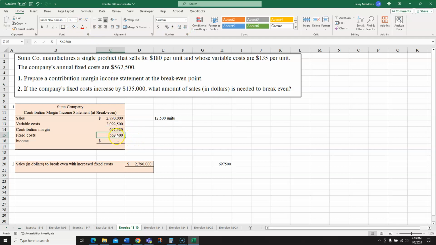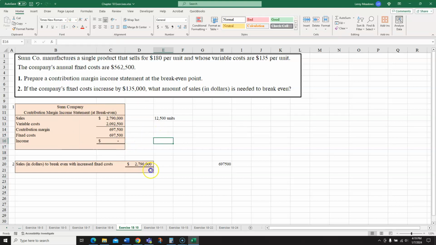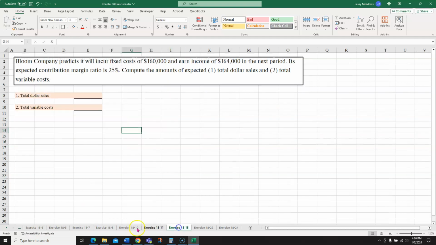Now, my fixed cost did increase to 697,500. So again, my balance is 0. This is the amount of sales that we'll need to have to break even with an increase in fixed costs. And I just plugged that back in here in order to show you how it would look on the contribution margin income statement. When I plug that number back in, it all checks out. Okay, let's take a look at the next exercise.